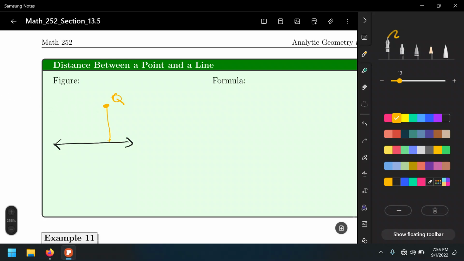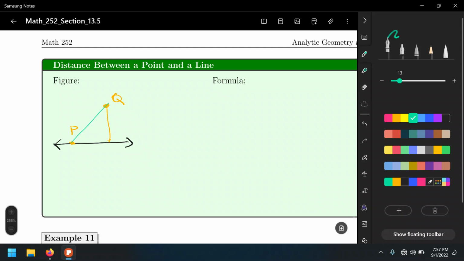In fact, we're going to find this distance from Q to that line by means of choosing any point on the line. Let's call this any point P on the line. And this will generate a right triangle here. So in this case we're going to use trigonometry to get that distance.